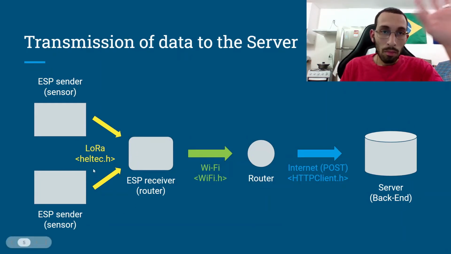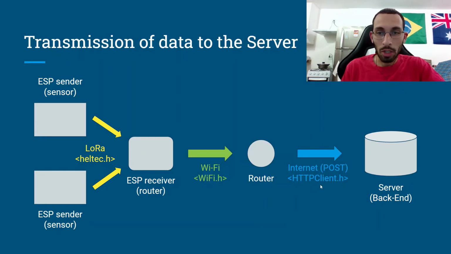So using the C programming language alongside 3 particular libraries called healthtech.h, WiFi.h, and HTTPClient.h, I was able to implement a network for communication to send the data from the sensors, through an ESP board on both water tanks, to a receiver that would then connect to a router via Wi-Fi and send it to the internet via a POST request. In this way, I would be able to get the sensor data over to the server.